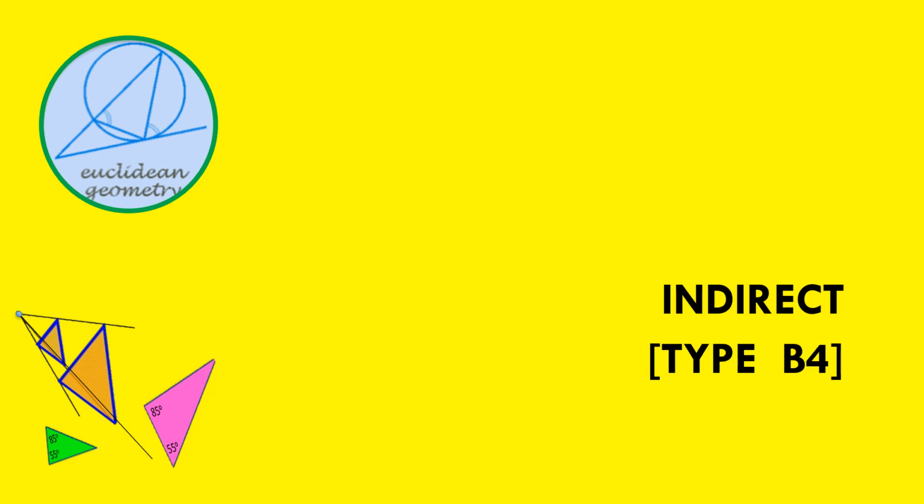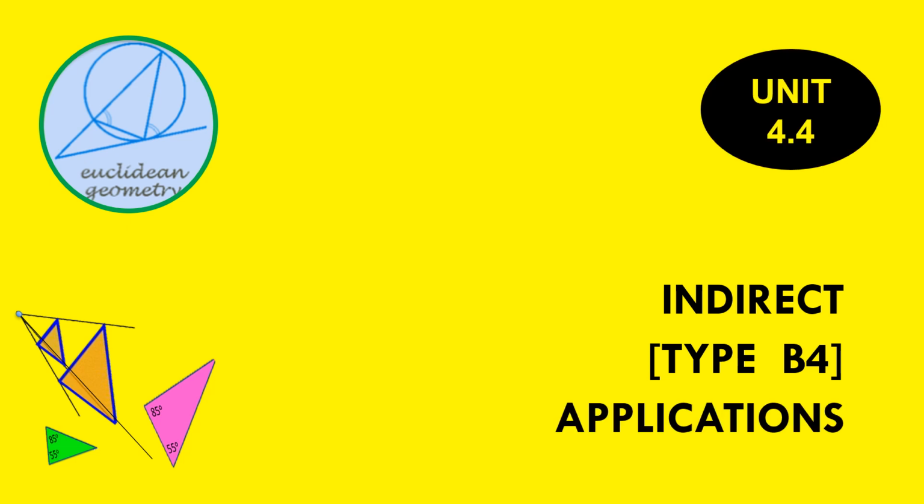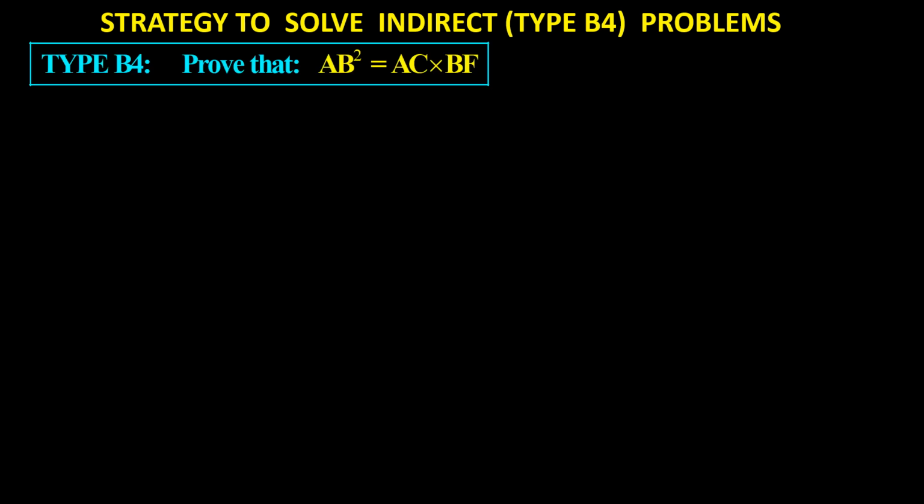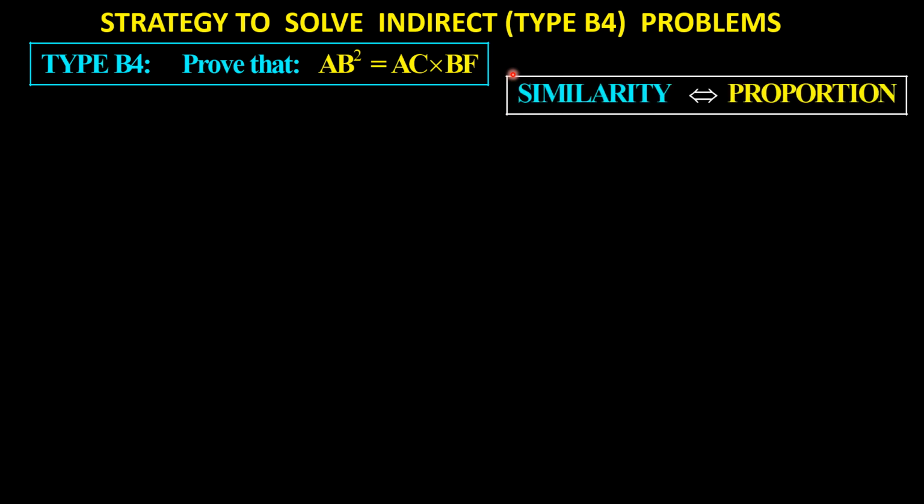Now let's look at the fourth type of indirect type applications. Now let's look at the strategy that we can follow for the type B4 problem here. And this is what we mean by B4. We have AB squared equal to a product, right? So it's a side that's squared equal to the product of two sides. Always remember, we're busy with similarity. And with similarity, if two triangles are similar, it implies that the corresponding sides are in proportion. Or if the corresponding sides of two triangles are in proportion, it implies the triangles will be similar.